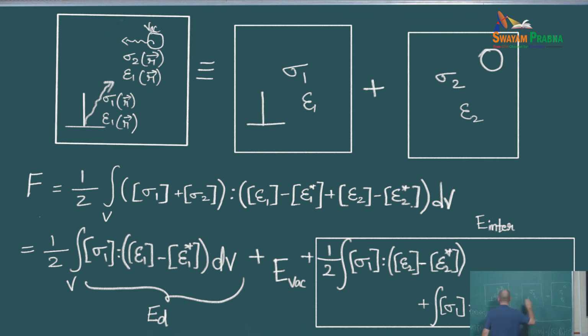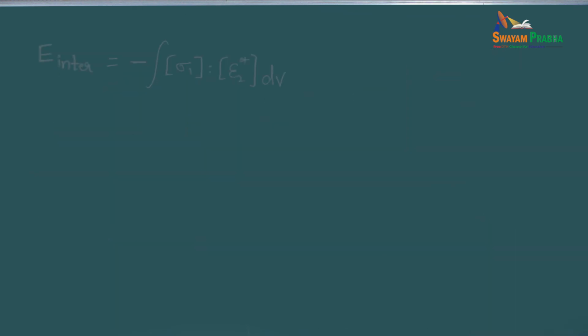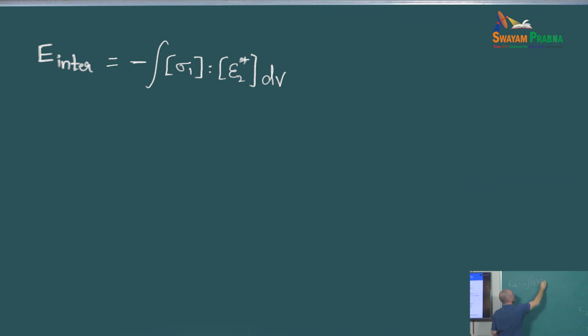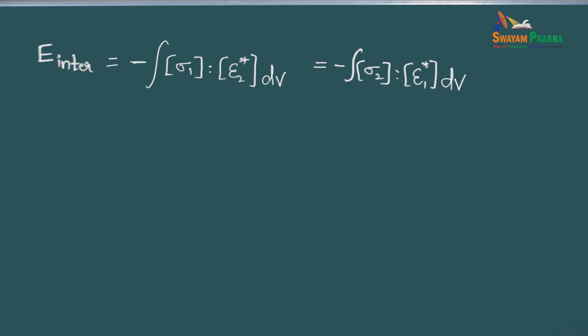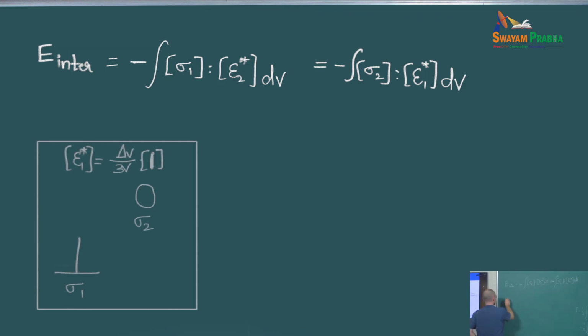What you can show, and I don't want to do it on the board because it's too involved, is that the E interaction is equal to minus the integral of the stress created by the first defect, double contracted, with the eigenstrain of the second defect. And this is the same as minus the integral of the stress of the second defect, double contracted, with the strain of the first defect. I'm going to illustrate it.